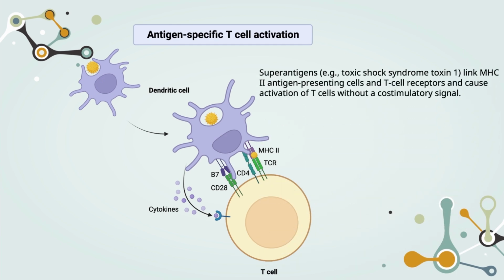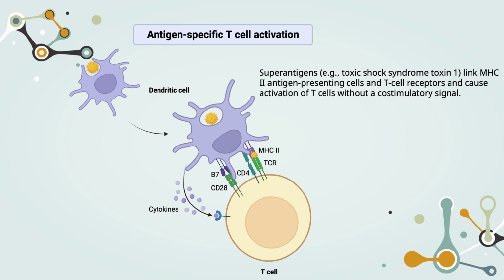Now, there are things called superantigens, all right? These antigens are unique because they link the MHC II on the antigen presenting cell and the T cell receptor, and cause activation of T cells without the co-stimulatory signal. This is why they are called superantigens. A common example is toxic shock syndrome toxin. All right. Now, this will lead to a severe inflammatory reaction, which can cause shock.